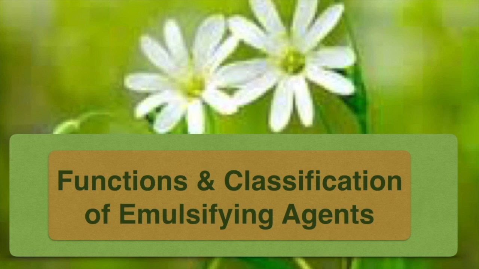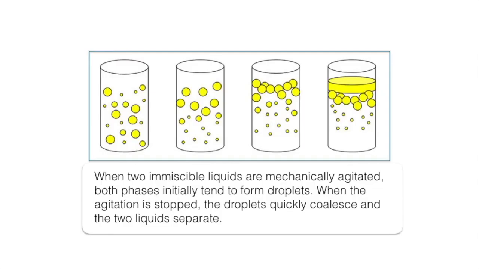Today I'm going to discuss functions and classification of emulsifying agents. First of all, we need to know what will happen if we don't add an emulsifier in an emulsion. Consider this diagram from left to right.